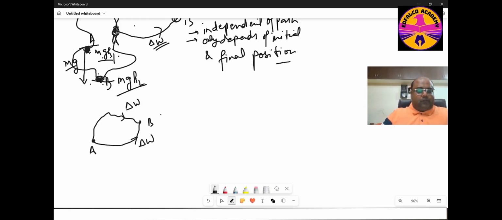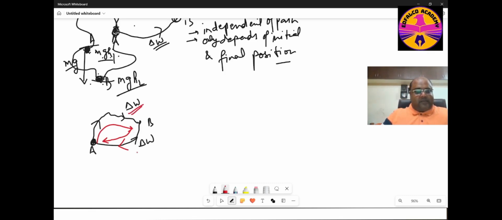The meaning of this is, suppose I go from point A to point B along this path, and then I try to return back to A, going this way. Then what happens? Since in going, the energy being spent is, let's say, delta W.